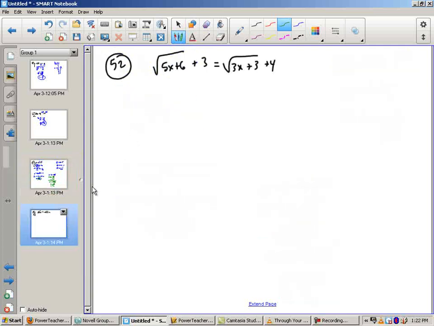The last problem on the assignment is number 52, and it is a little bit challenging. We did a problem similar to this in class, but we're going to look at this one individually and try to solve it. Step 1 was to isolate the radical.